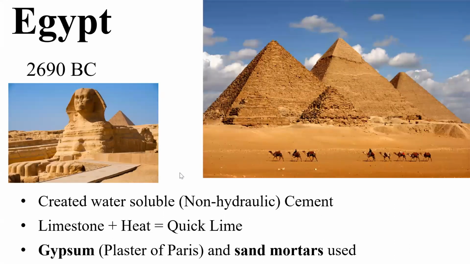Probably some of the more famous structures that have been built out of cements or sand mortars, gypsum, plaster of Paris, stuff like that, were in Egypt. The pyramids, they built all sorts of stuff over in Egypt with quicklime, the same non-hydraulic cement that we just talked about.